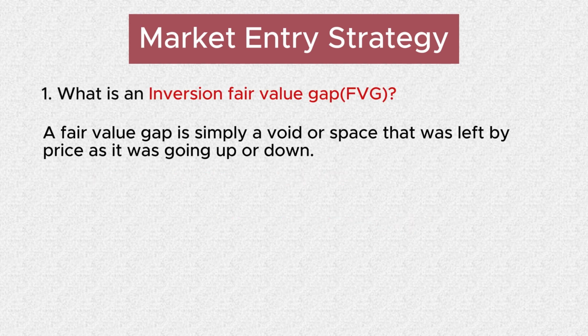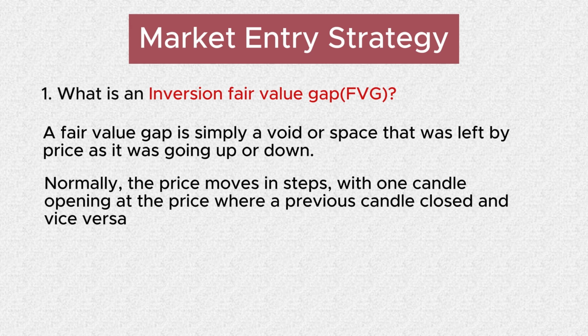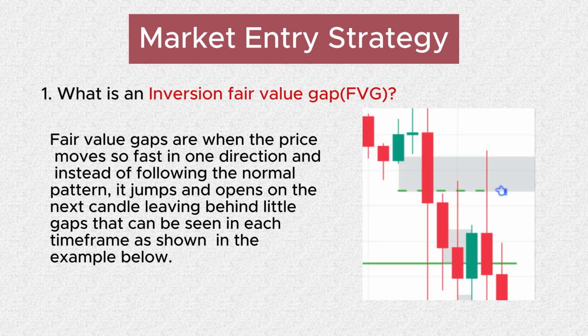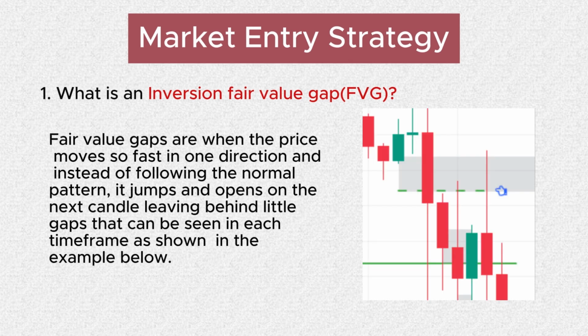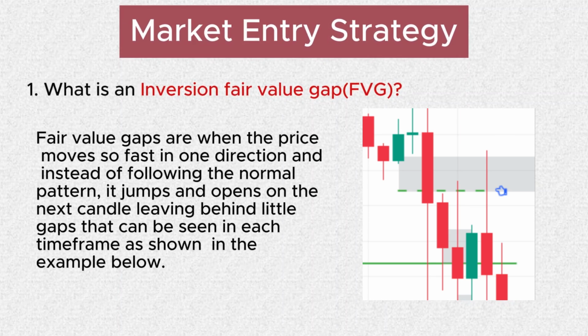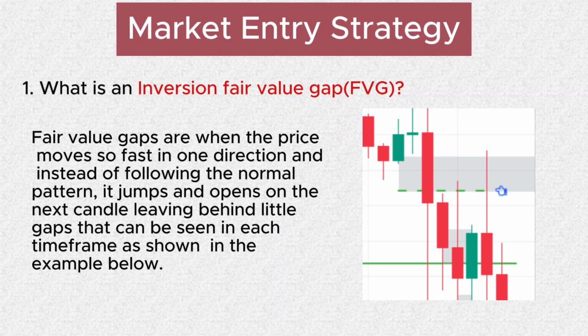A fair value gap is simply a void or space that was left by the price as it was going up or down. Normally, the price moves in steps with one candle opening at the price where a previous candle closed and vice versa. So, fair value gaps are when the price moves so fast in one direction and instead of following the normal pattern, it jumps and opens on the next candle, leaving behind little gaps that can be seen in each time frame as shown in the example.